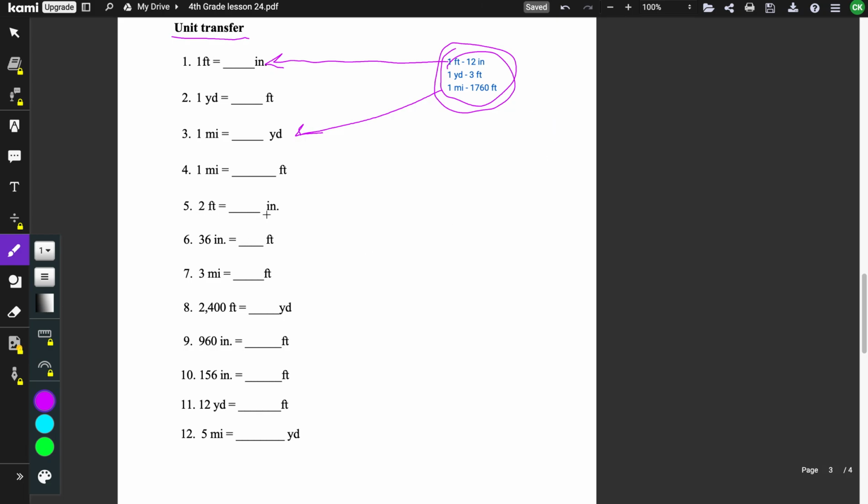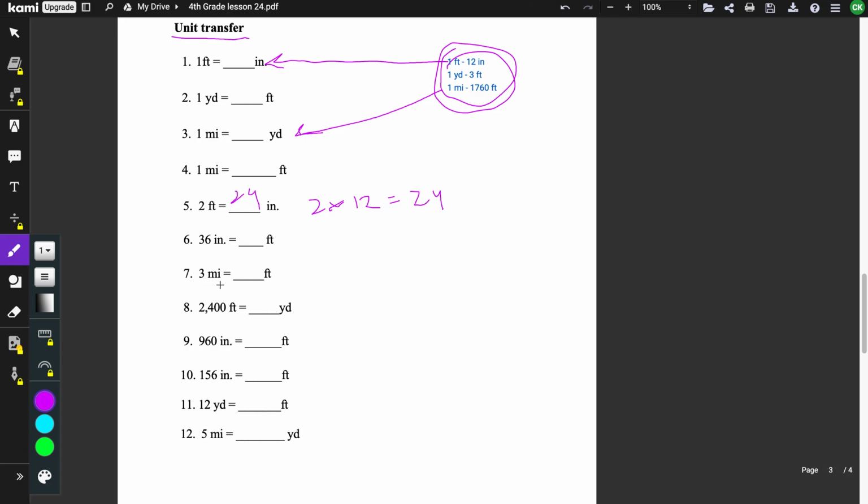Like for number 5 here, it says 2 feet and how many inches. So if we know that in 1 foot there are 12 inches, all we have to do is 2 times 12, because now there's 2 feet, meaning that there's 2 12s. So that's going to give you 24 as our answer.